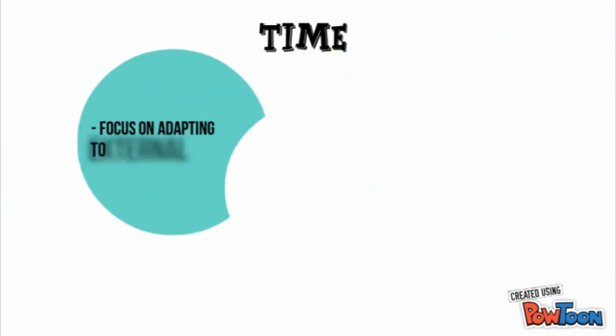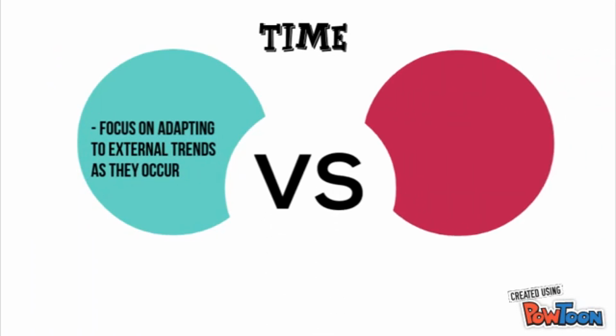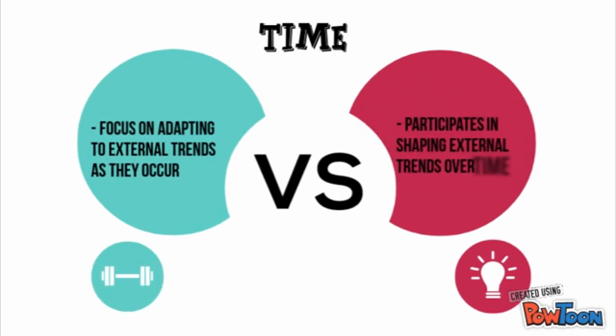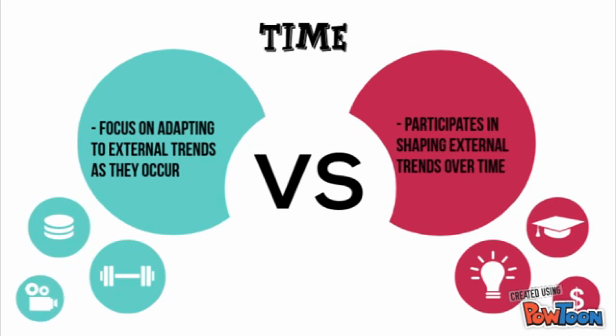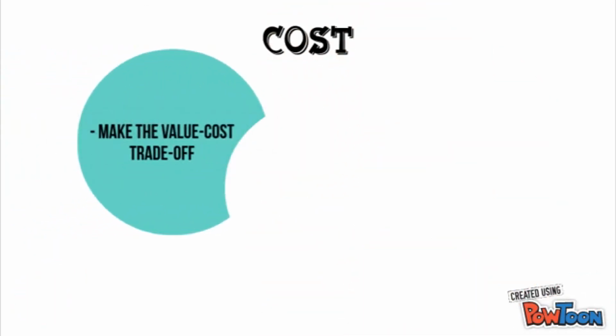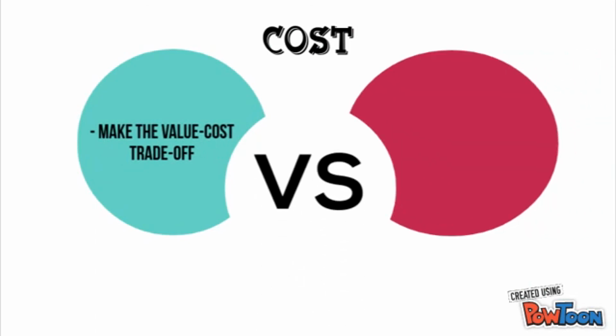Competitor analysis focuses on adapting to external trends as they occur, whereas Blue Ocean strategy participates in shaping external trends over time. Competitor analysis makes the value-cost trade-off, while Blue Ocean strategy breaks the value-cost trade-off.